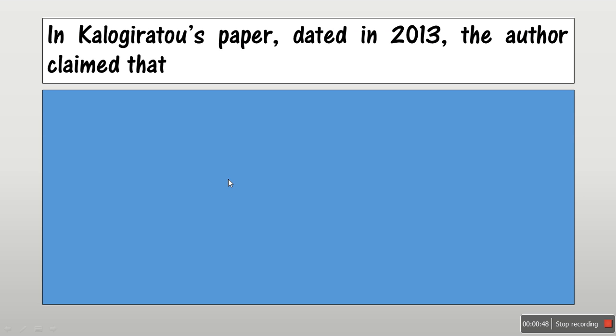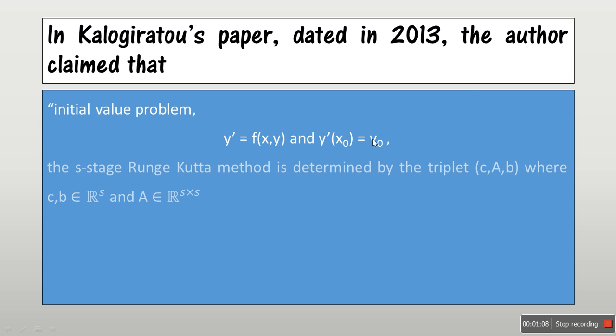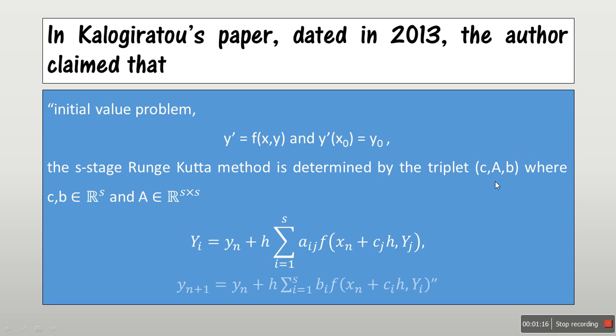In Kalagirathu's paper dated 2013, the author claimed that the initial value problem y prime can be represented in this form of ordinary differential equation, and y(x naught) equal to y naught is the initial value that holds. So the s-stage Runge Kutta method is determined by the triplet C, A, and B.